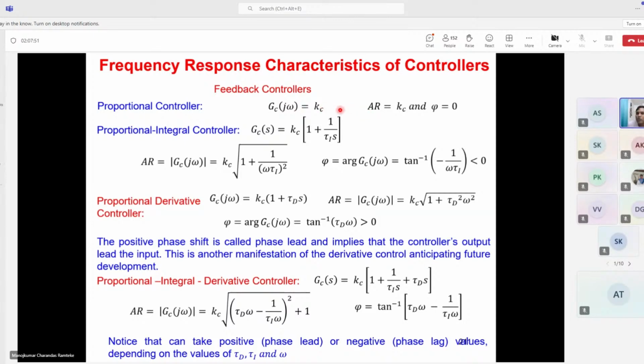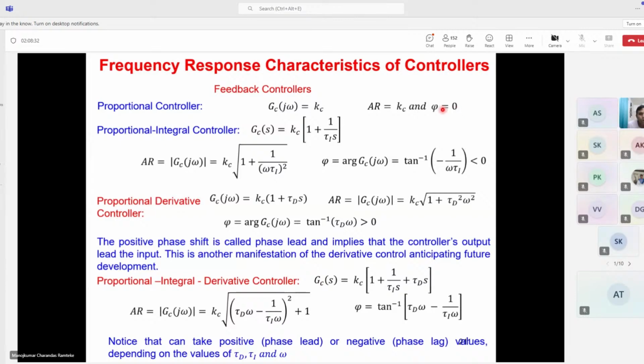So what will be the amplitude ratio? Just Kc, isn't it? Remember, what is amplitude ratio? Under root of square of real part plus square of imaginary part. There is no imaginary part here, so square of the real part is Kc square, and under root of that is just Kc. So the amplitude ratio comes out to be Kc directly. Whereas phase angle is tan inverse of imaginary part by real part. What is the imaginary part here? 0. 0 by Kc is 0, so tan inverse of 0 is 0. That's why you are getting phase angle 0. Is it clear to everyone?